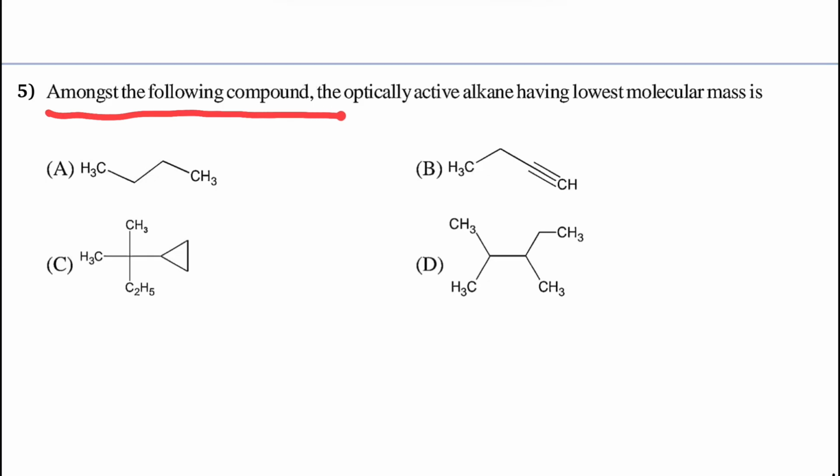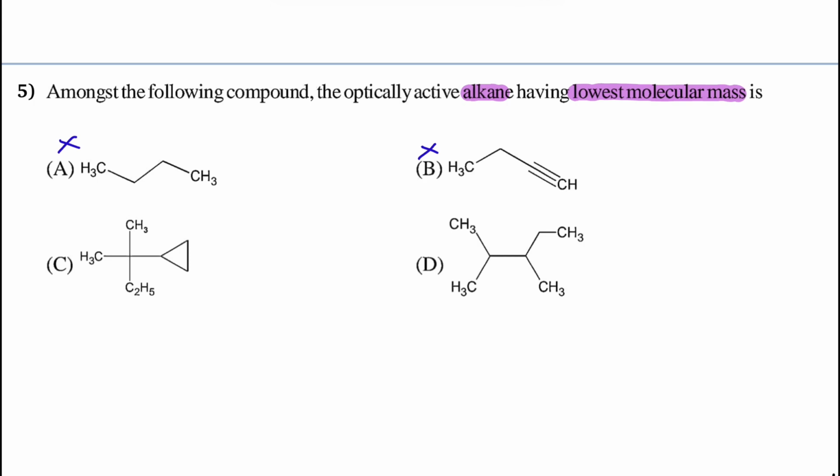Among the following compounds, the optically active alkane having lowest molecular mass. First thing, it must be an alkane and it should have the lowest possible molecular mass. So straight away B is ruled out because it is an alkyne, and for the remaining we have to check alkane, cycloalkane, derivative, whatever it may be. It should be optically active, so there must be at least one chiral center, but in the first one there is no chiral center, therefore it can't be your answer because it is optically inactive.